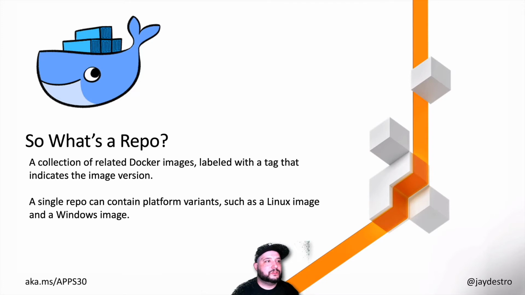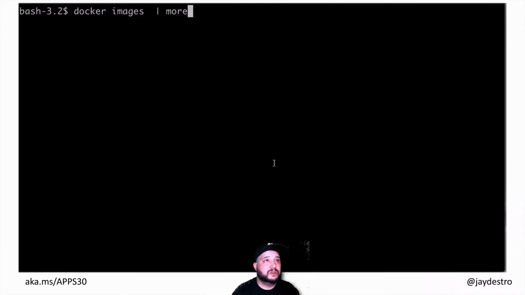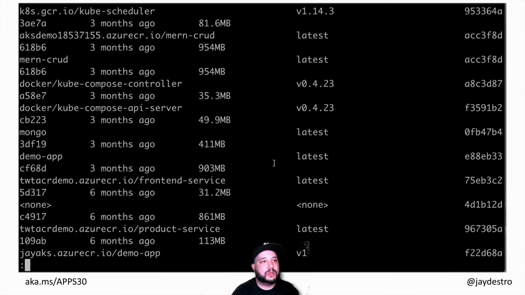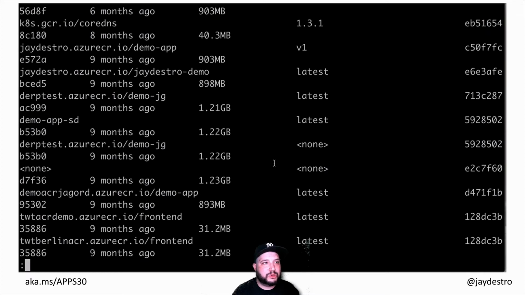So what's a repository? Well, we work with code, and when we need to store code somewhere, we put it in a repo. We kind of do the same thing with Docker images. We label them with tags. We give them a specific image version. And we can use different platform variants and put different image types in the repository if we need to. So here's just an example of looking at the repo. Real simple, one command. This is the one stored on my local computer.